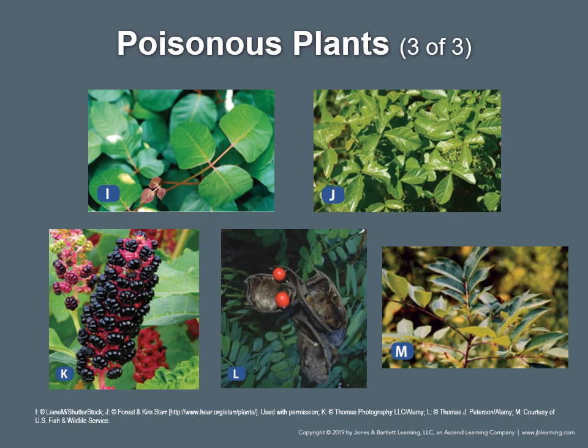The toxins in these common poisonous plants are often ingested or absorbed through the skin. These are poison ivy, poison oak, pokeweed, rosary pea, and poison sumac.